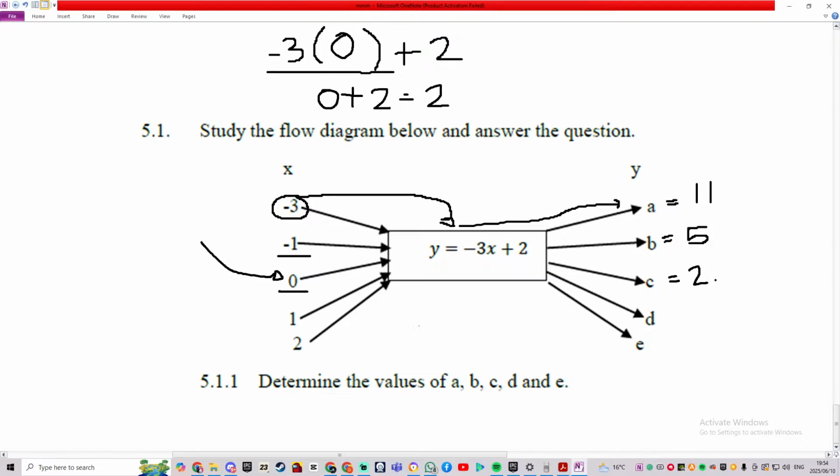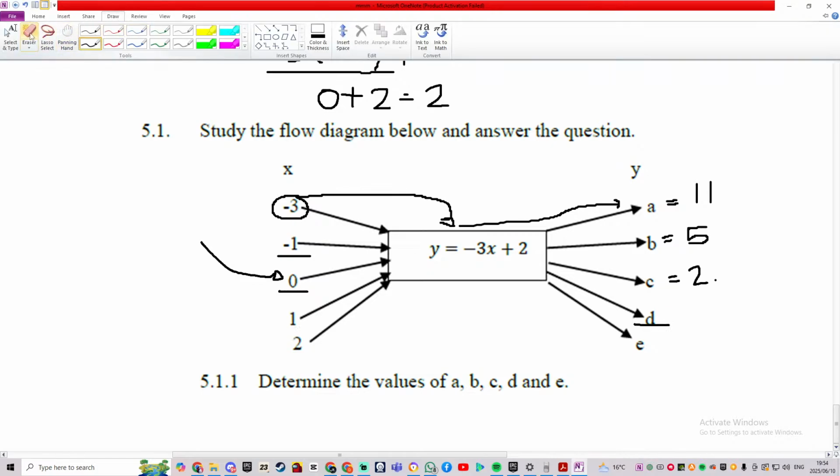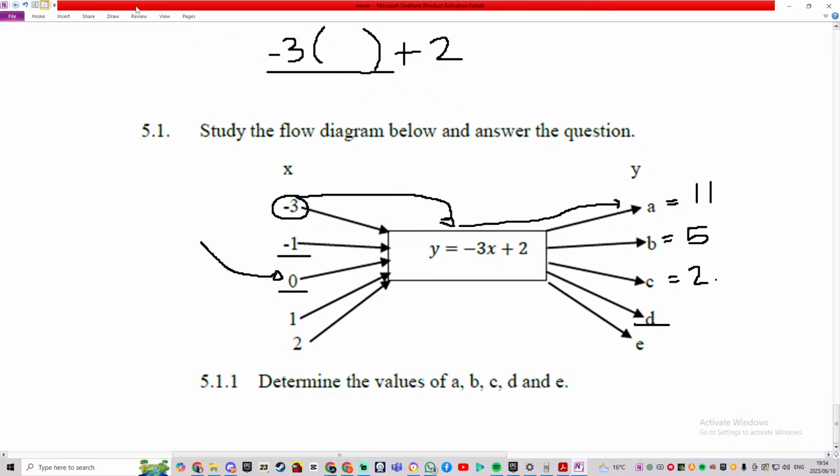Yeah? Now look at d. How am I going to do d? You just substitute positive 1 in the x position. And then what do you do? Times it, sir. Minus 3 times 1, that's correct. It's minus 3. Minus 3 plus 2. What is minus 3 plus 2?